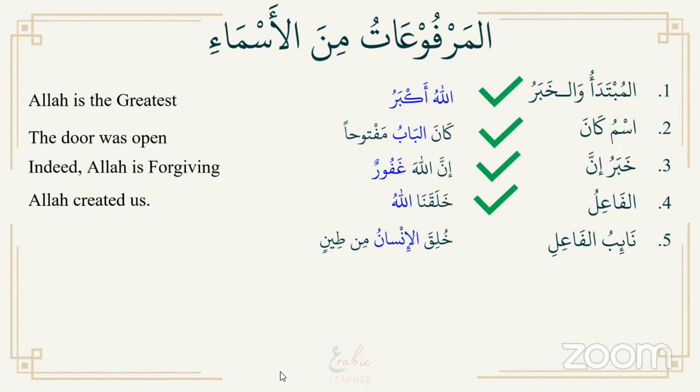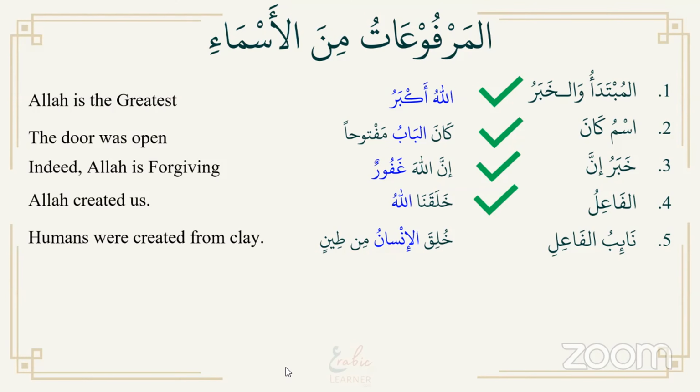خُلِقَ الْإِنسَانُ مِنْ طِينٍ. خُلِقَ. Here I'm using the majhul form. What is the meaning of that? This is indirect, okay? Majhul. Humans were created from clay, or from the mud.